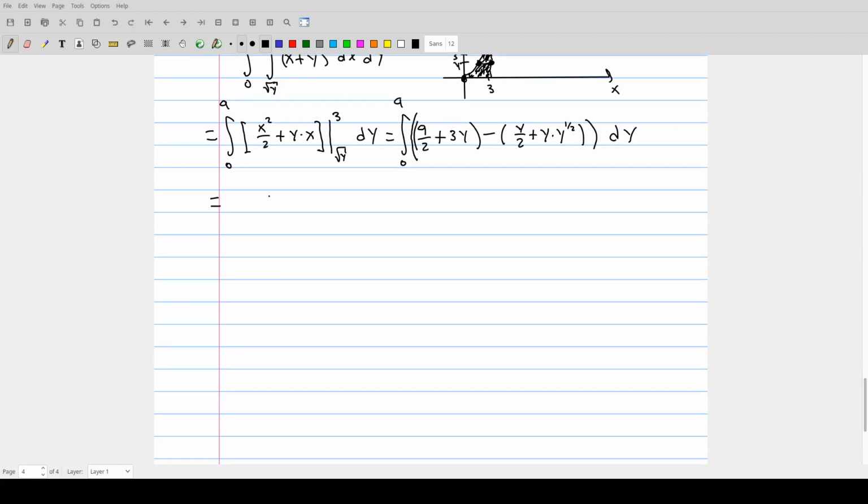So going through and simplifying, you end up obtaining that you do 3y minus y over 2, and then y times y to the 1/2 is y to the 3/2. This is the same thing as the integral from 0 to 9 of 9/2 plus 5/2 times y minus y to the 3/2 dy.